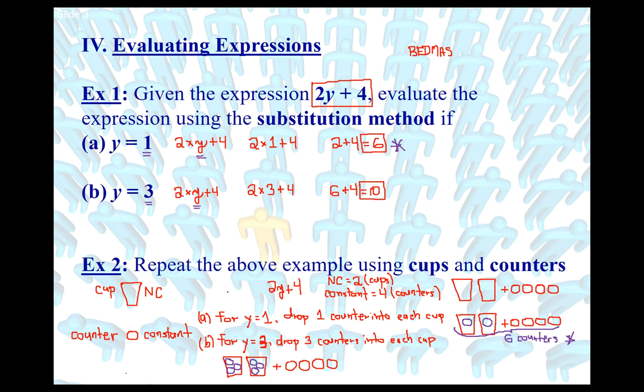And now we just count the total number of counters. So I have 1, 2, 3 in this cup, then 4, 5, 6 in that one, then 7, 8, 9, 10. And if I count the total number of counters, that's what the expression evaluates to. So in this case right here, 3 plus 3 plus 4 would be 10 counters. Okay, and if you look up here, that's the same thing as the answer when we used the substitution method.